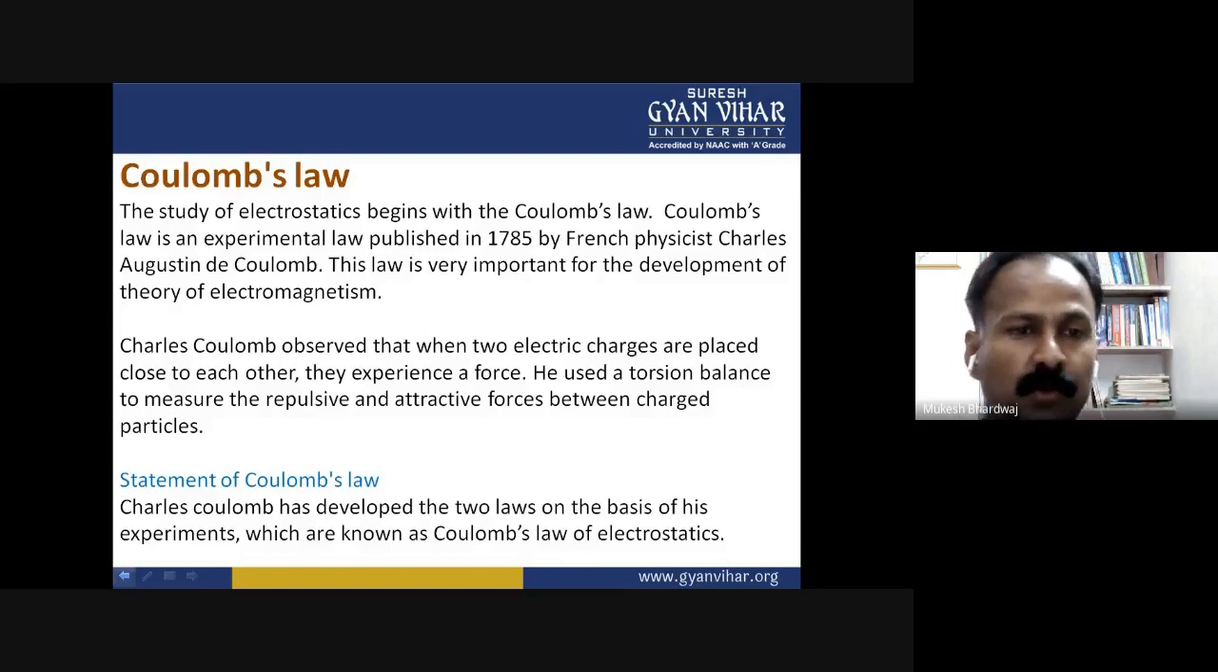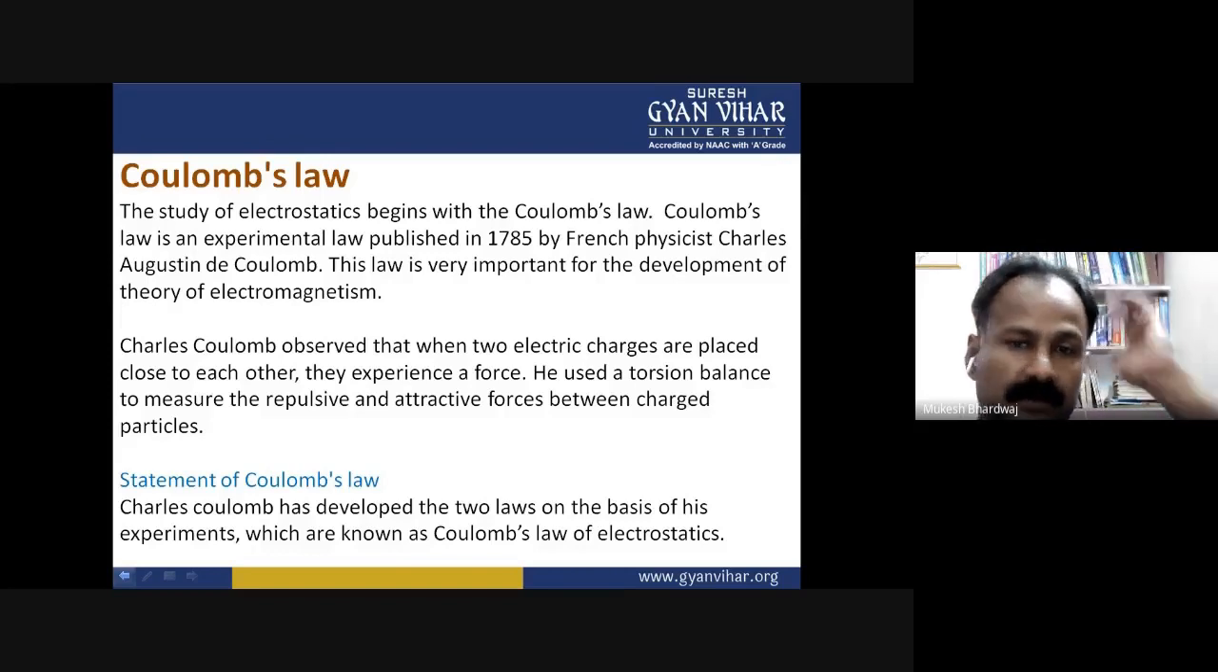Charles Coulomb observed that when two electric charges are placed close to each other, they experience a force. He used a torsion balance to measure the repulsive and attractive force between the charged particles.